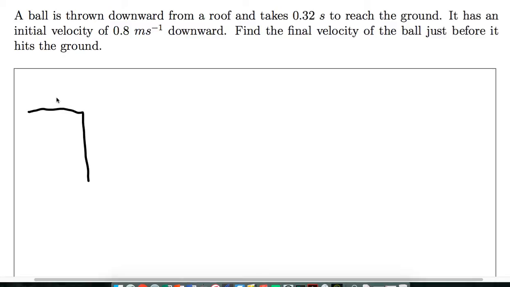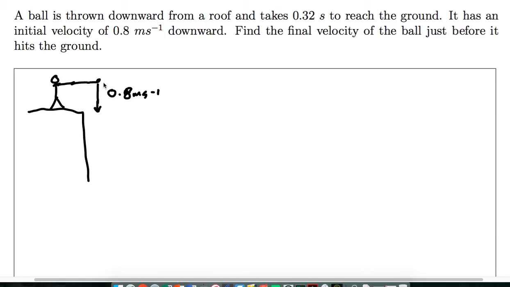So in this case, we've got our little chappy on the roof of a building with an unfeasibly long arm, or I don't know, a selfie stick maybe. He's going to throw the ball downward at an initial velocity of 0.8 meters per second. Sorry, that's a bit messy. 0.8 meters per second. So that's the first piece.